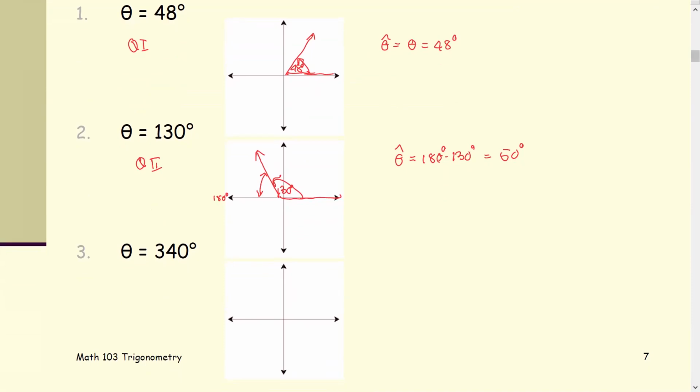Number 3, theta is 340 degrees in standard position. The terminal side is located in the fourth quadrant. Therefore, theta hat is the difference between the closest x-axis, which is 360 degrees, and the terminal side, which is 340 degrees. So the reference angle, or theta hat, is 360 degrees minus 340 degrees, or 20 degrees.